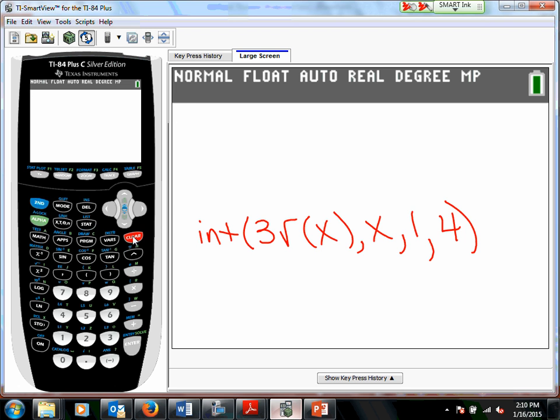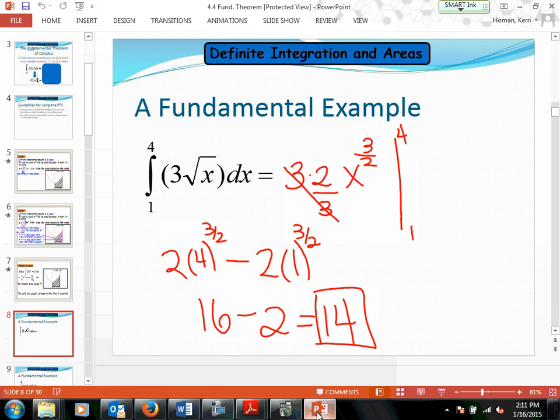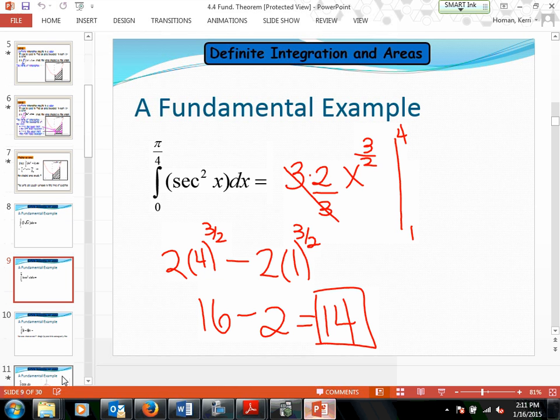Okay, for each example, we are going to do it by hand, check with our calculator. Do it by hand, check with our calculator. All right? Okay. Next example.